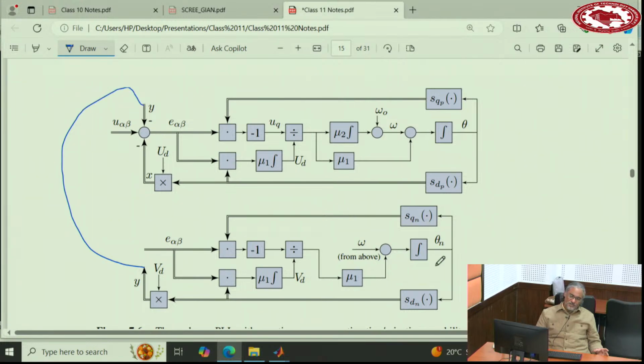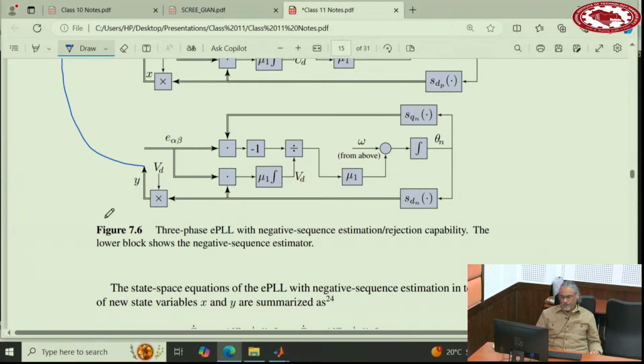So this block estimates the negative sequence, this block estimates the positive sequence, you add them together, and then subtract the entire thing from this one. So the errors will not propagate, and eventually you will have a perfect decomposition of this signal into positive and negative sequence.